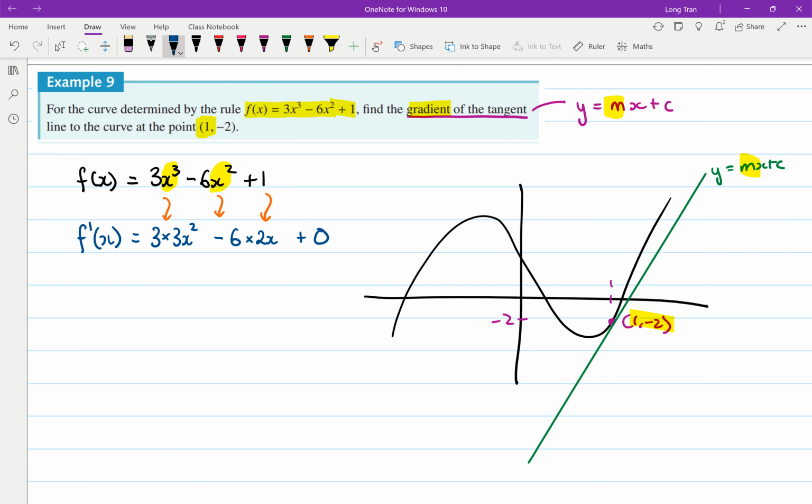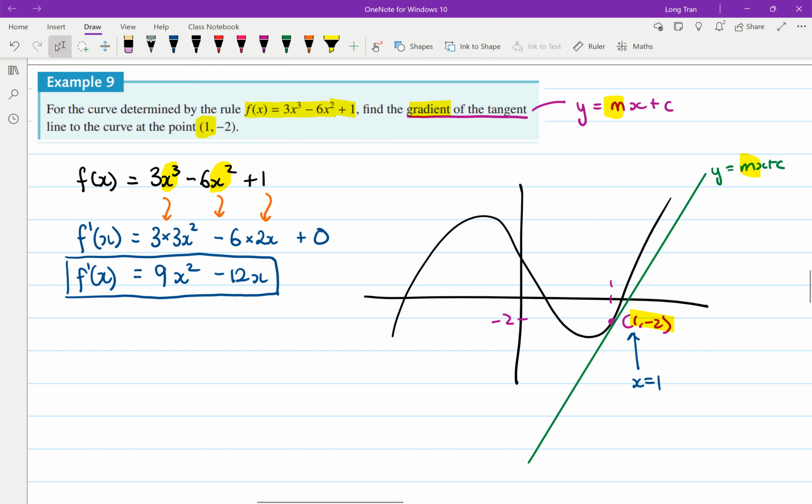Okay, you can test it again if you don't believe me. 9x squared minus 12x is what my derivative is. So this is what f dash of x is. Remember, this is your gradient function. This only allows you to find out the gradient at any point on your particular curve. But we do have a point that we're interested in. We're interested in when x is equal to 1.